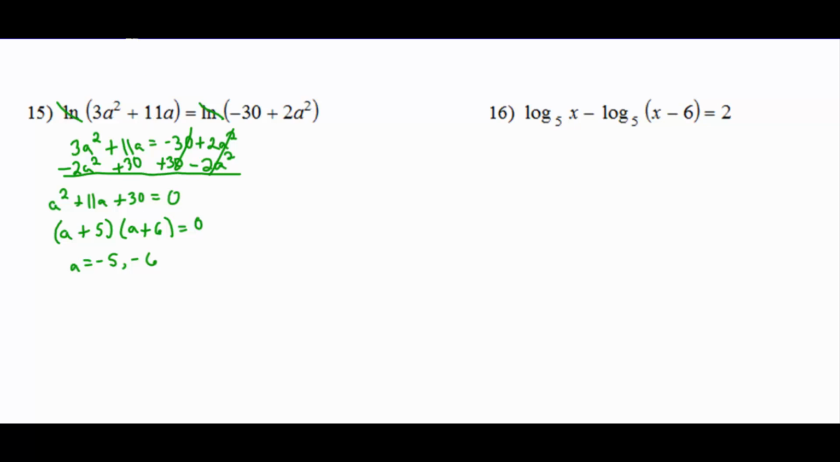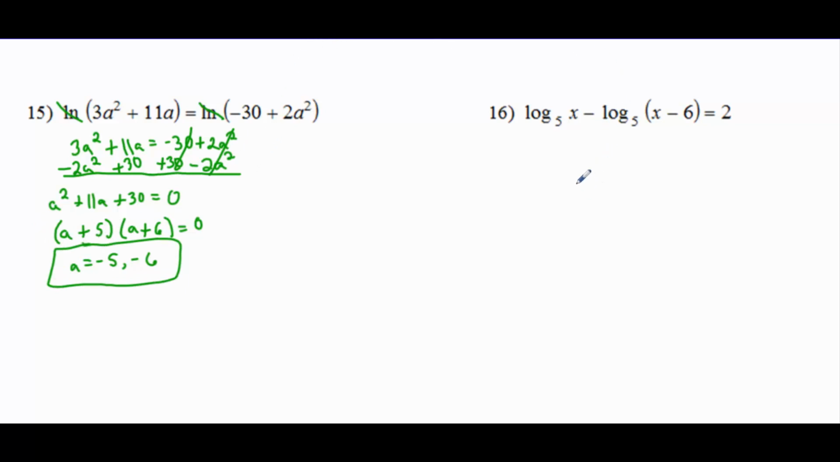Now, does that actually work out? This might be a little tricky to plug in, because when I first did it, I was not sure that both of these do work. But if I do -5 here, I get 75 minus 55, which is positive. If it works for one, it should work for both. So -6, if I plug it in, I get 3 times 36, which is a big number, minus 66. So that one is okay as well. So we're good.